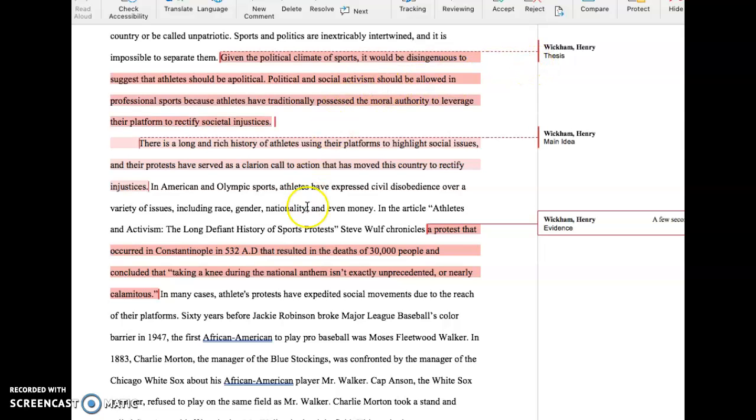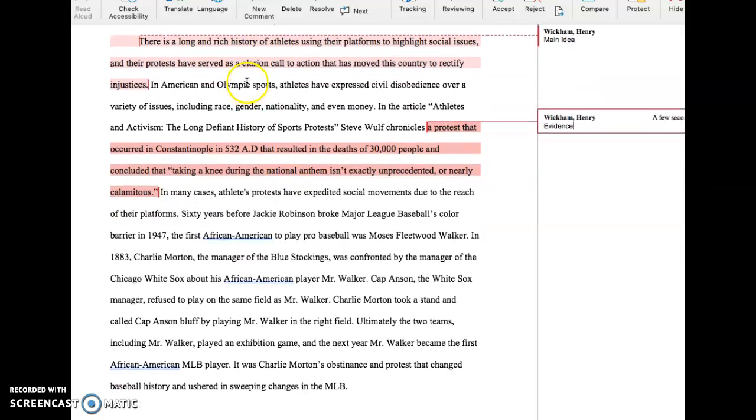And then we move on to his first body paragraph. So the first sentence is clearly the main idea. "There's a long and rich history of athletes using their platforms to highlight social issues." So immediately we know that he's going to use historical evidence in this paragraph to make his point about political activism in sports. So he's got a good main idea.